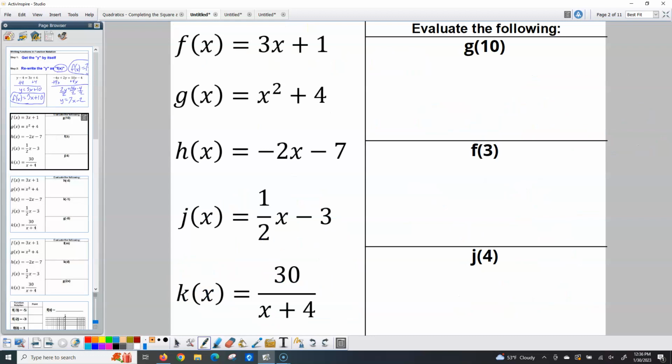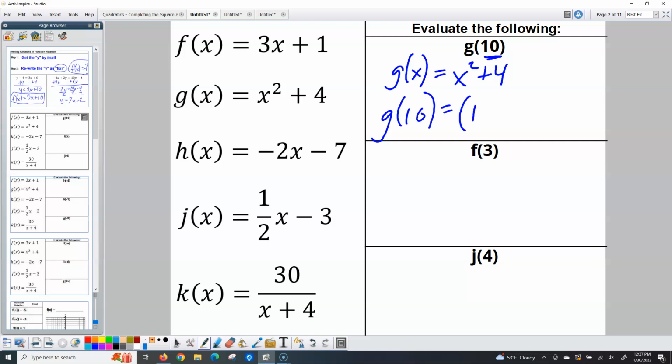So I have all these functions, f of x, g of x, h of x, j of x, k of x on the left side. And I'm going to look at the right side, and I need to evaluate g of 10. Normally the x goes right where this 10 is. So I've got g of x is equal to x squared plus 4. If I have g of 10, I'm just going to replace that x with a 10. Wherever I see an x in that function, I'm going to plug in a 10. And then I'm just going to punch it in my calculator. So 10 squared plus 4 gives you 104.